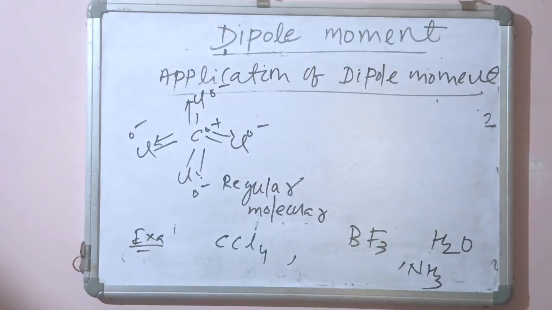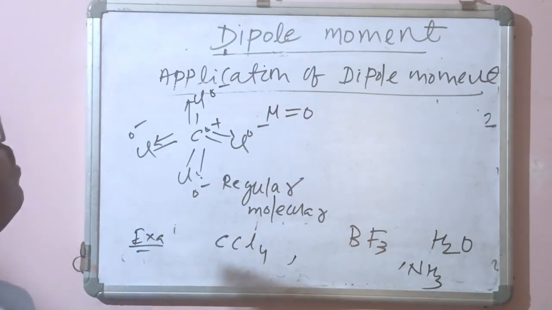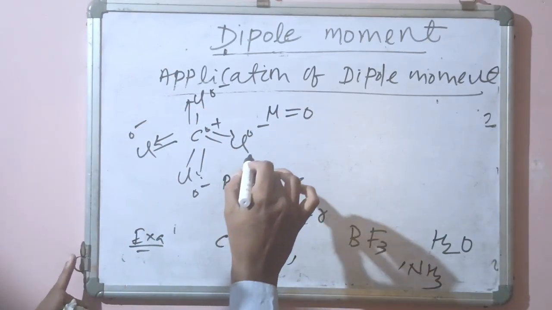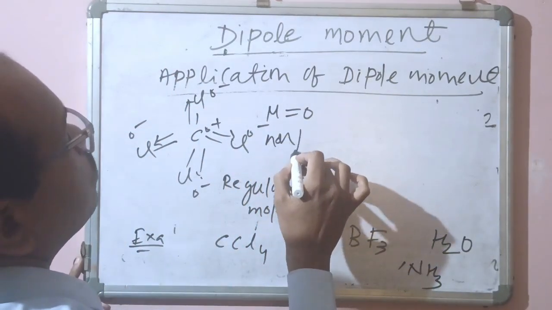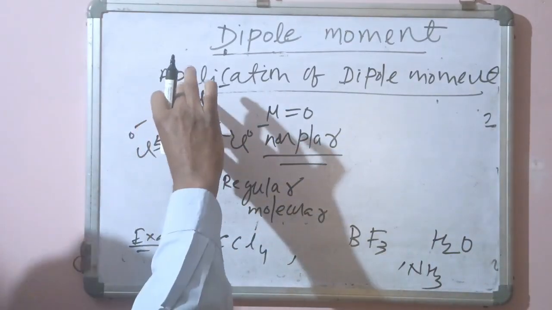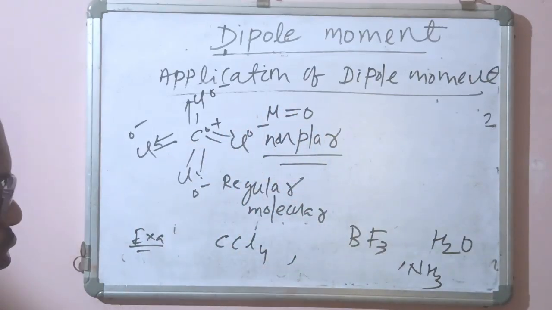So the net vector addition will be 0. All these 4 bond dipoles will cancel, the net dipole is 0. Hence this molecule is what? Non-polar. So CCl4 is a non-polar molecule, though it has 4 polar bonds. Still the molecule is non-polar because the net dipole moment is 0.